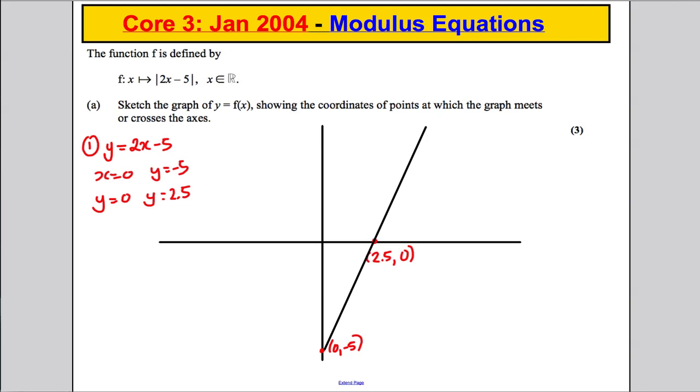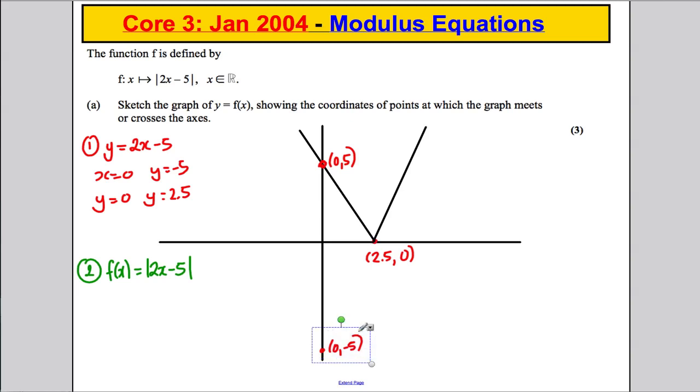So that's that graph, but we're drawing the graph of f of x is the modulus of 2x subtract 5. What this does is it makes any y value that's negative, positive. So it reflects it up as such. So this point there, by symmetry, would be the point 0, 5. And what we should do is rub this bit out here because it's confusing the examiner. And there we go, that is our graph there.